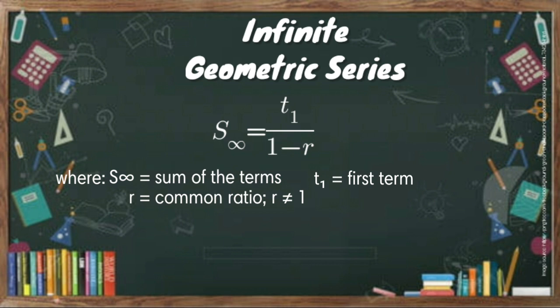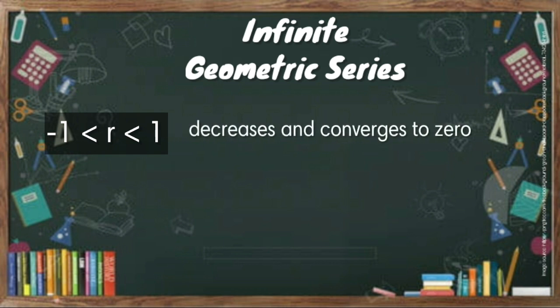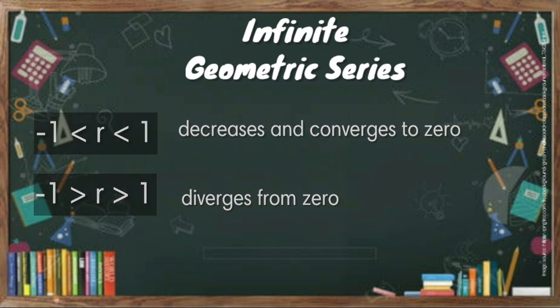In an infinite geometric series, when the common ratio is between -1 and 1, the value of r raised to n decreases and converges to 0. However, when r is greater than 1 or r is less than -1, the series diverges from 0, meaning its partial sum increases or decreases without bounds.